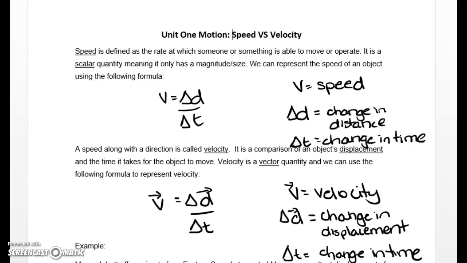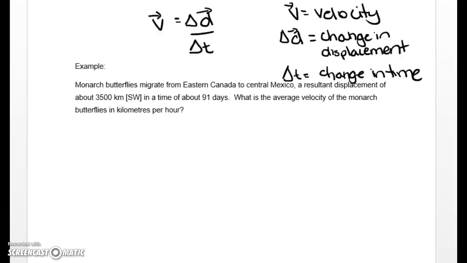Now we're going to practice our velocity equation using an example from our notes, which is number 1 from our notes section. Monarch butterflies migrate from eastern Canada to central Mexico, a resultant displacement of about 3,500 kilometers southwest in a time of about 91 days. Here we want to know what is the average velocity of a monarch butterfly in terms of kilometers per hour.